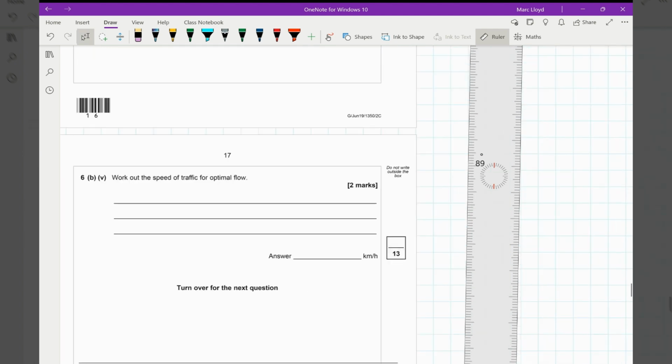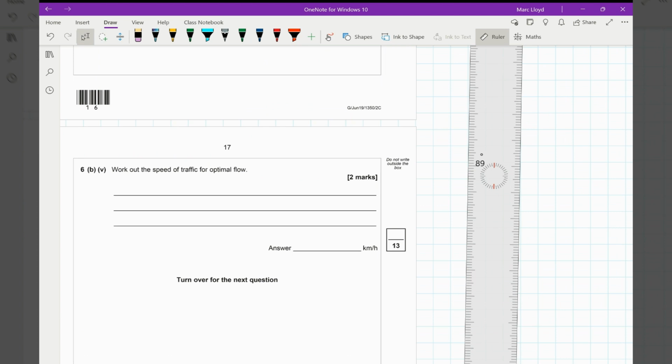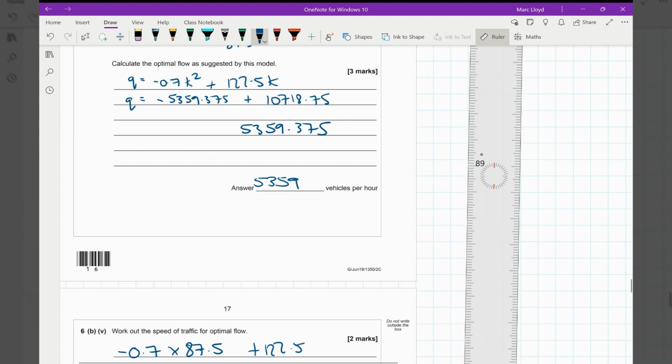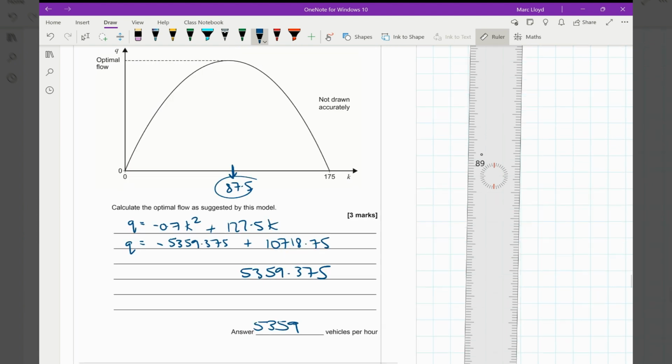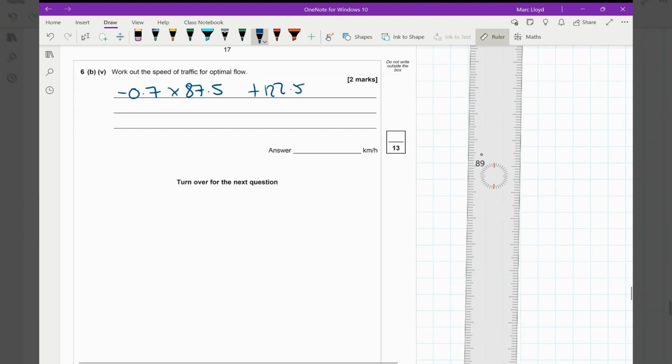Okay, finally, 13 marks is a big question. Work out the speed of traffic at the optimal flow. So negative 0.7 is our value, and then we multiply that by 87.5. And then add on the 122.5. So we're just substituting into our original equation that value there for the vehicles. And then what we will get there is 61.25. That's question 6.